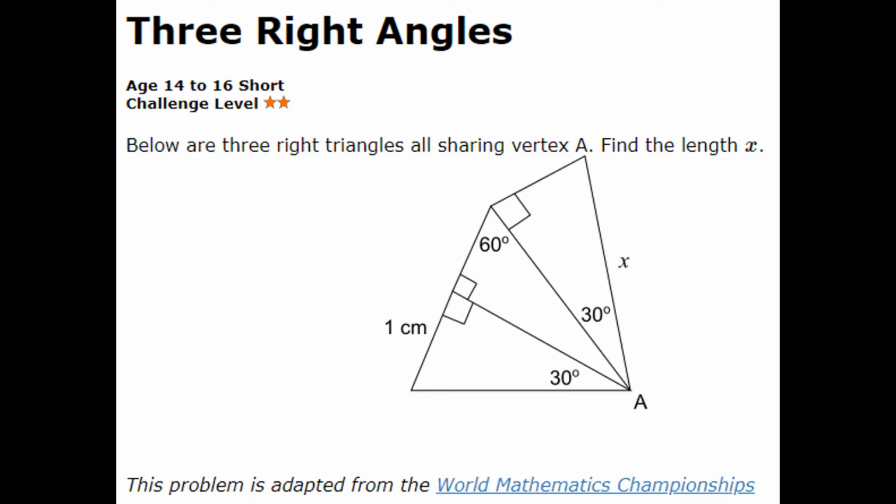For this particular question, we're given this diagram and we're told that we've got three right triangles all sharing the vertex A, and then we're asked to find the length x. In the diagram, we're told where certain angles are. We're given the length of one of the sides being 1 centimeter, and then we've got our value x that we're trying to find. So I'll put a little break in the video so that you can press pause and have a go yourself. And then we'll come back and I'll show the way I think about this question.